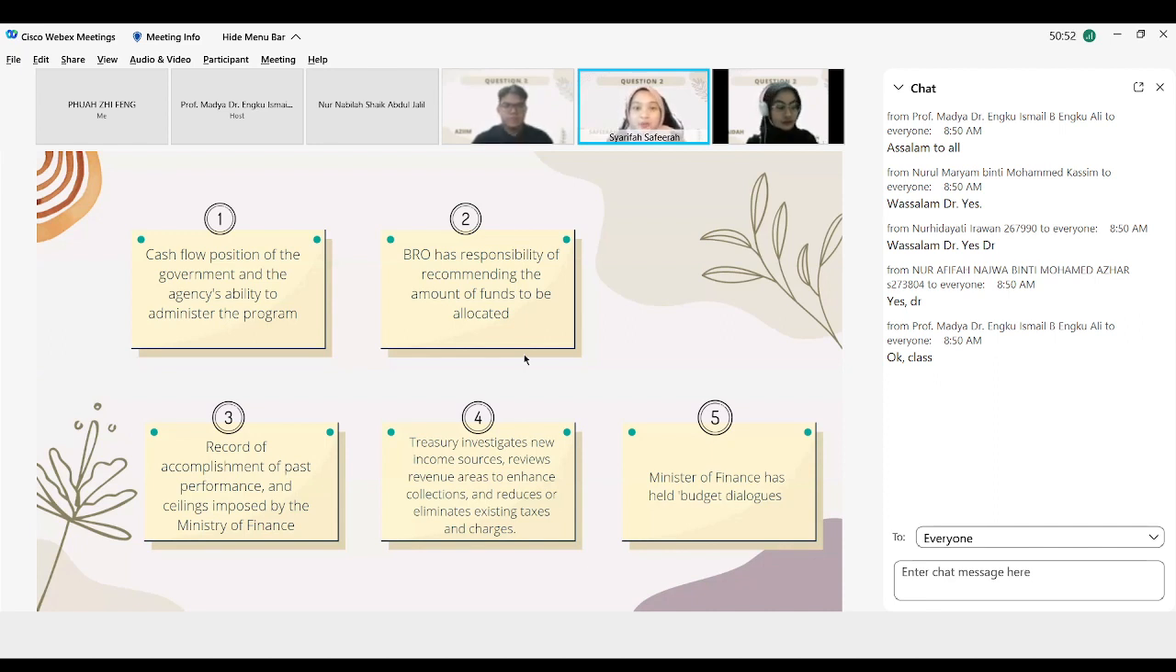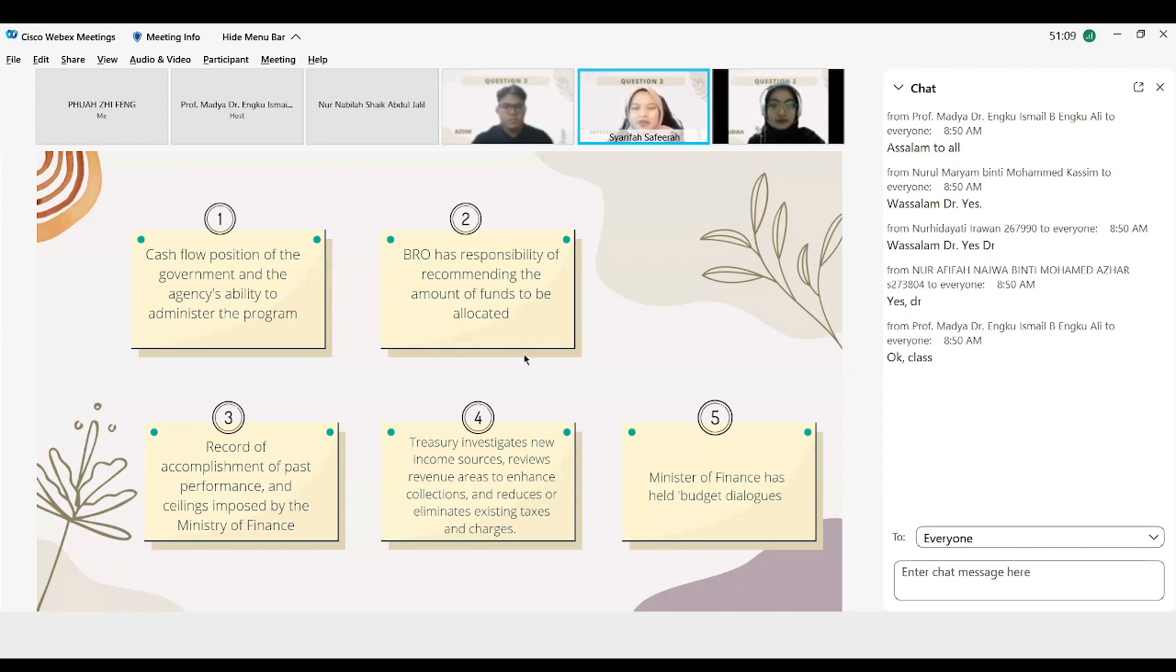It's because of accomplishment of past performance and the ceiling imposed by the Ministry of Finance itself, which are based on the overall revenue position and its capacity to raise loans to finance this project. Each agency will forecast spending for the year for the revenue budget.